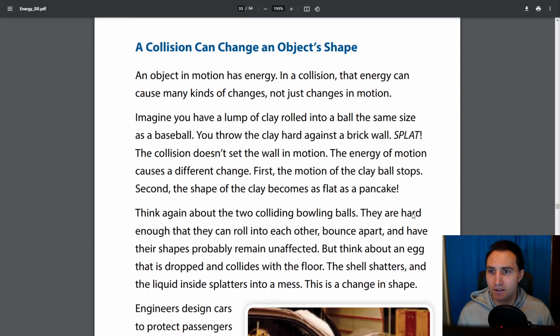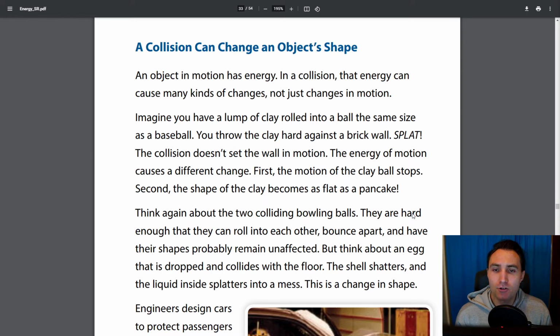Okay, let's read this together. And who should I call on? Daisha. So let's read this together, Daisha. What's the heading of this next section? A collision can change an object's shape. Good, thanks for joining me.